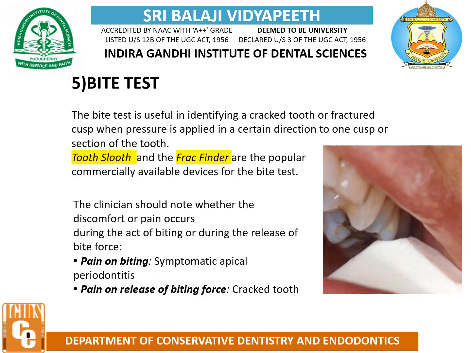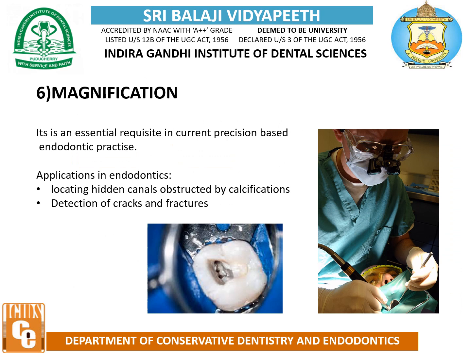Bite test. The bite test is useful in identifying a cracked tooth or fractured cusp when pressure is applied in a certain direction to one cusp or section of the tooth. Tooth Sleuth and the Frac-Finder are the popular commercially available devices for the bite test. The clinician should note whether the discomfort or pain occurs during the act of biting or during the release of bite force. Pain on biting indicates symptomatic apical periodontitis. Pain on release of biting forces indicates a cracked tooth.